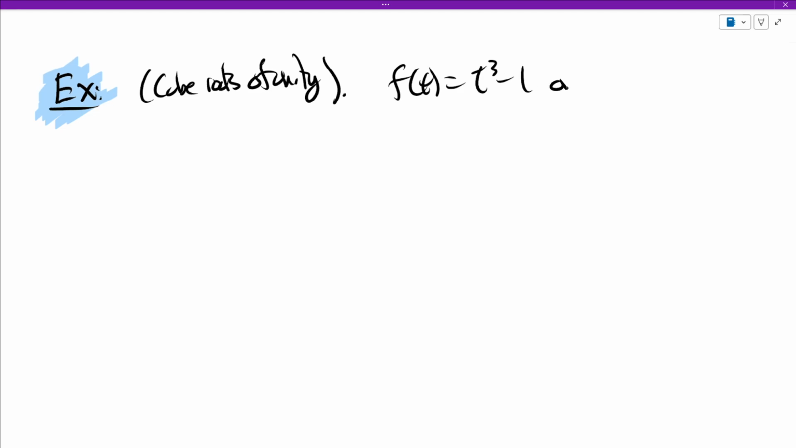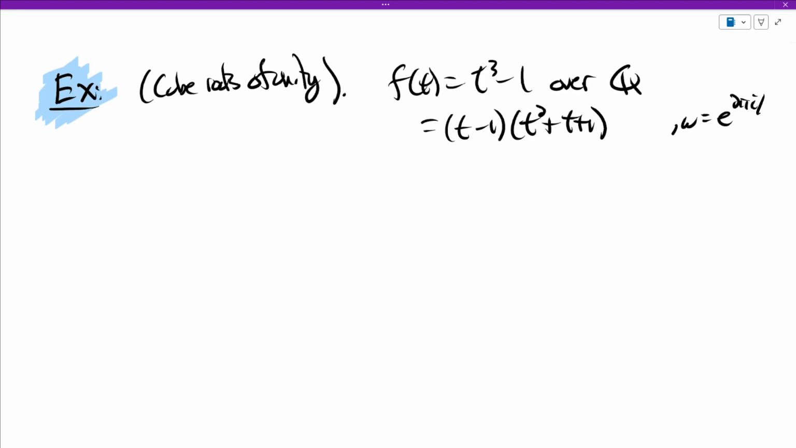Okay, so we're going to look at cube roots of unity here. That is, we're going to look at t cubed minus 1 over Q. And we know that this factors as t minus 1 times the third cyclotomic polynomial, t squared plus t plus 1. Usually we'll use omega for e to the 2 pi i over 3. So this further factors, not over Q, but over the splitting field, as t minus 1 times t minus omega times t minus omega squared over Q adjoin omega.